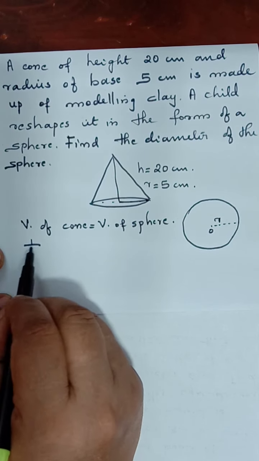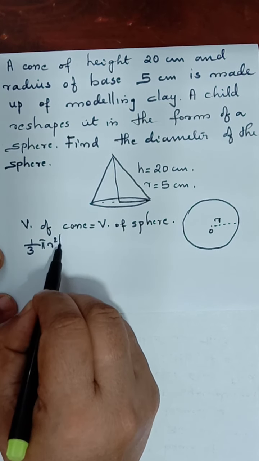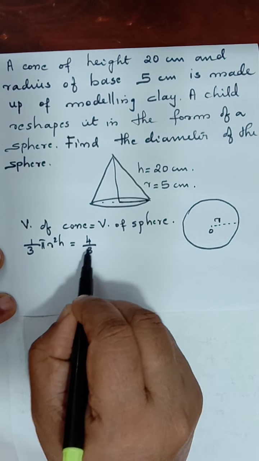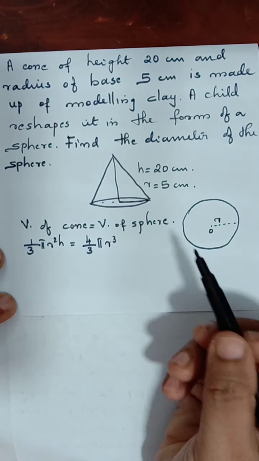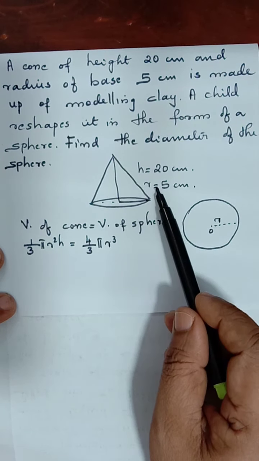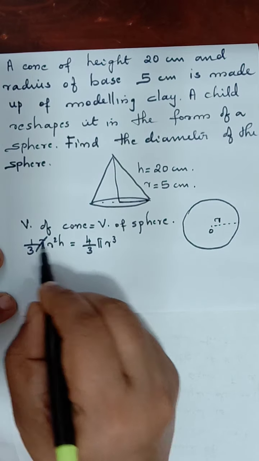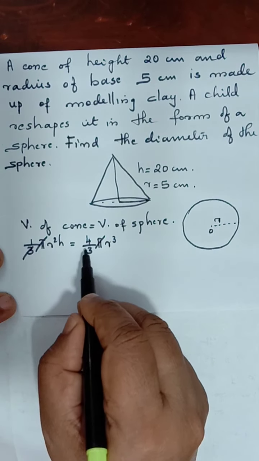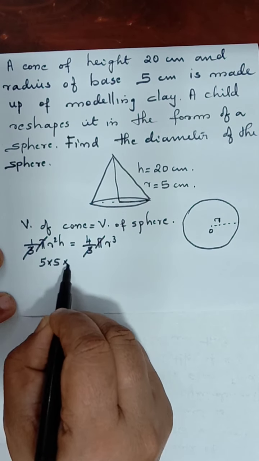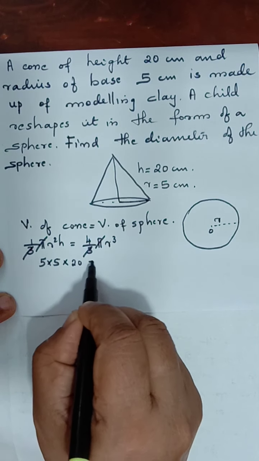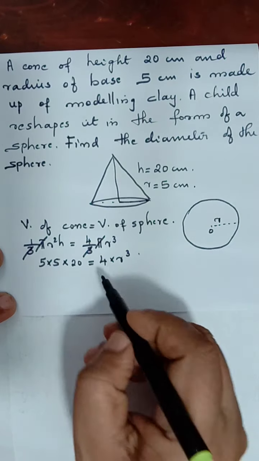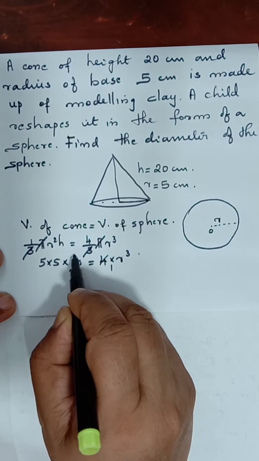Volume of cone is 1 by 3 pi r square h equal to volume of sphere is 4 by 3 pi r cube. When we substitute values, we have to be very clear. h is of cone, r is of cone. Pi gets cancelled. 3 also can be cancelled. r square h: 5 into 5 into h, h is 20. That's equal to 4 into r cube. We can cancel this 4 one time, 4 5 times.